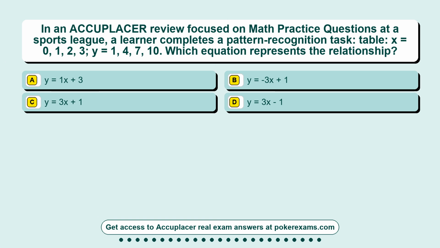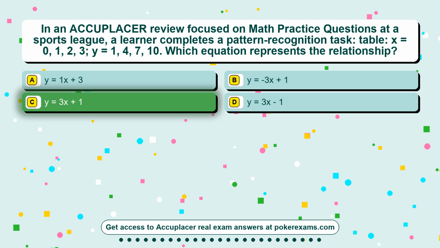Question 15. In an Accuplacer review focused on math practice questions at a sports league, a learner completes a pattern-recognition task. Table: x equals 0, 1, 2, 3; y equals 1, 4, 7, 10. Which equation represents the relationship? Option A, y equals 1x plus 3. Option B, y equals -3x plus 1. Option C, y equals 3x plus 1. Option D, y equals 3x minus 1. The correct answer is option C, y equals 3x plus 1.